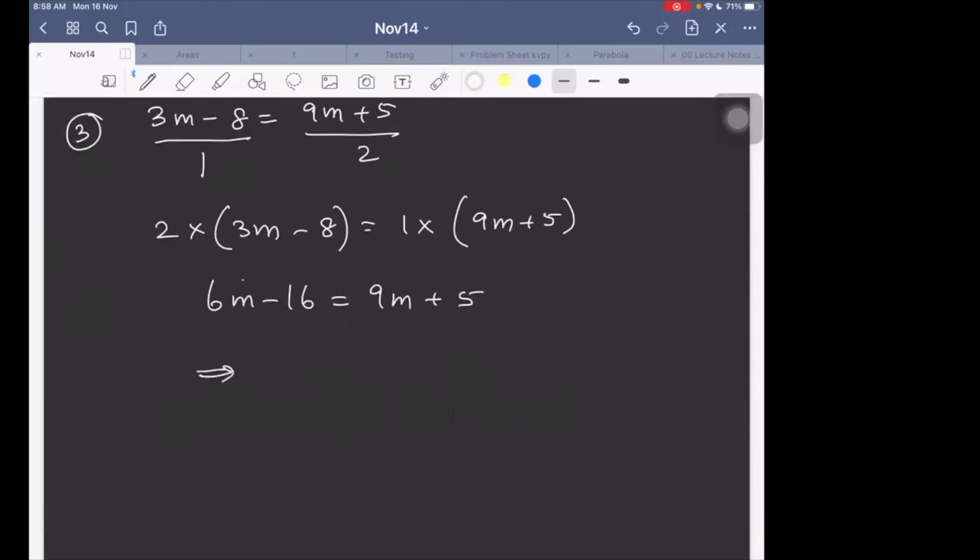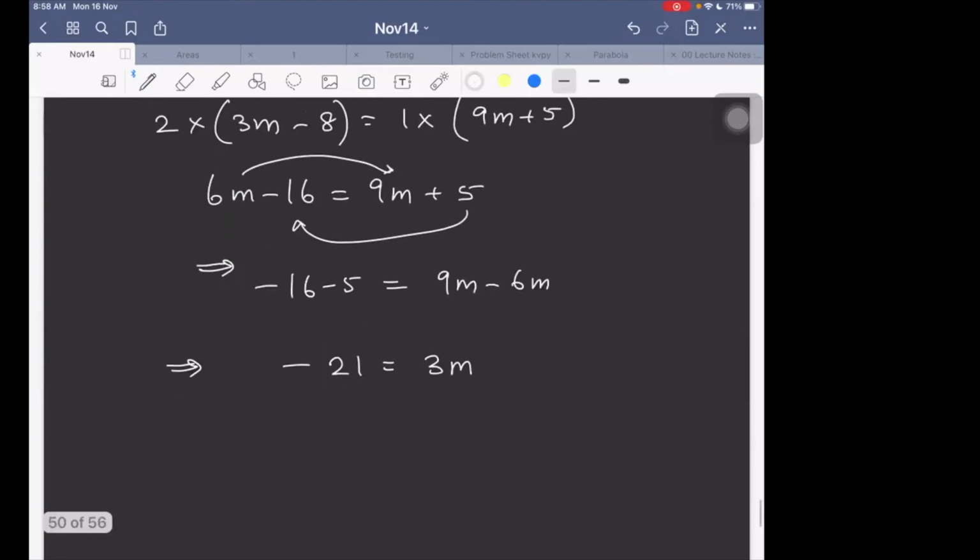So bring 6m to the other side, 5 to this side. So minus 16 minus 5 is equal to 9m minus 6m. So this implies minus 21 is equal to 3m. So m is going to be minus 21 divided by 3, which will be minus 7.